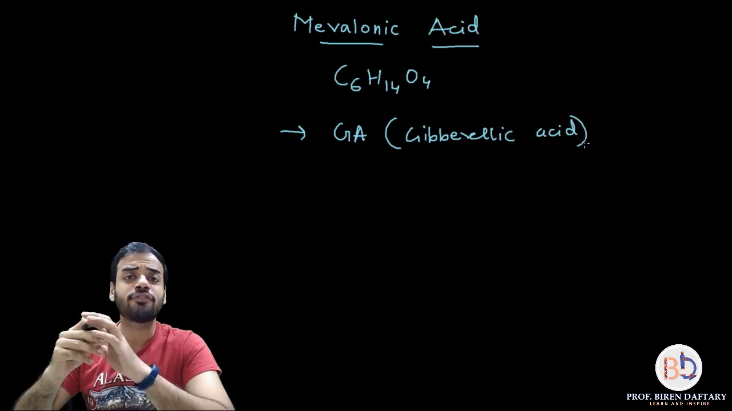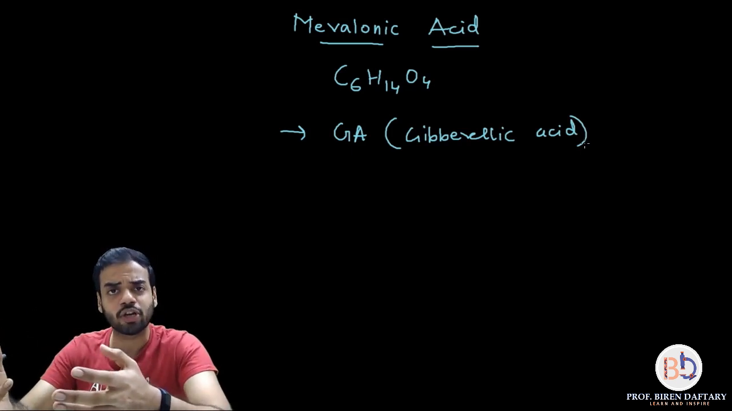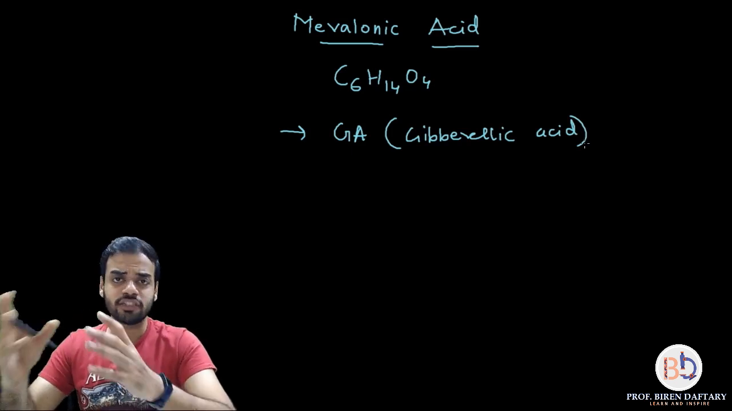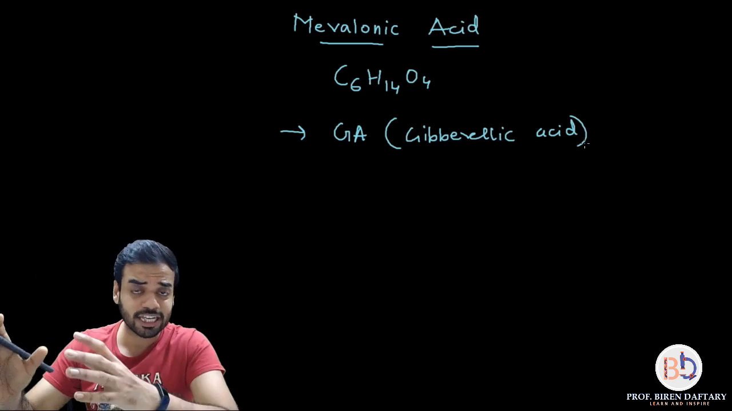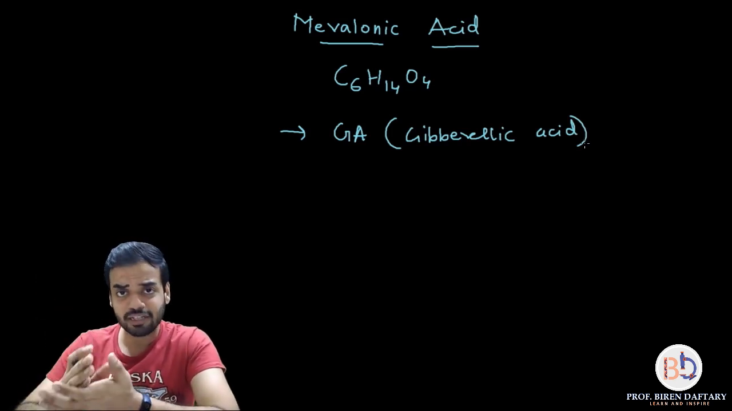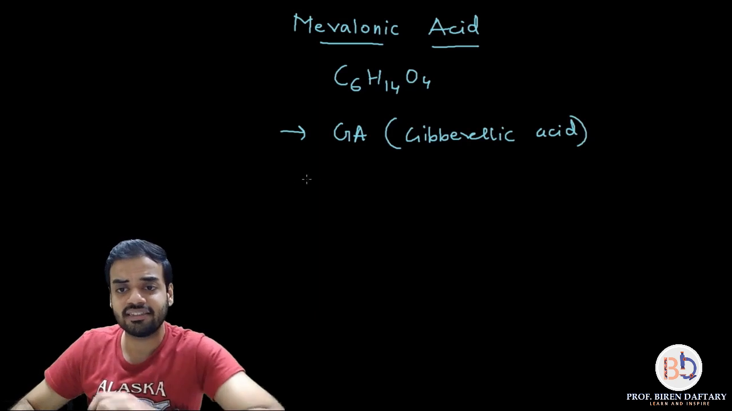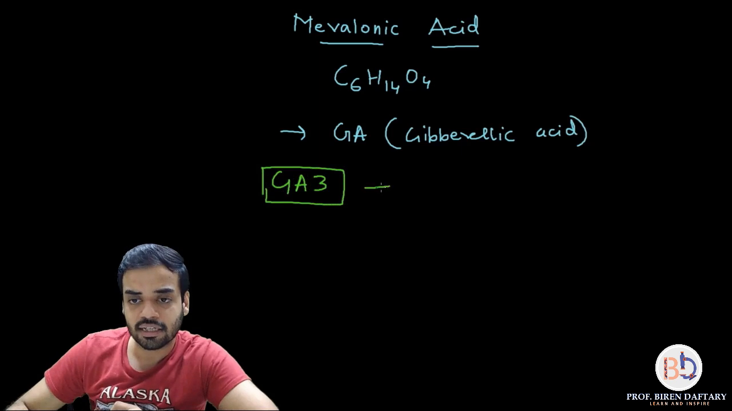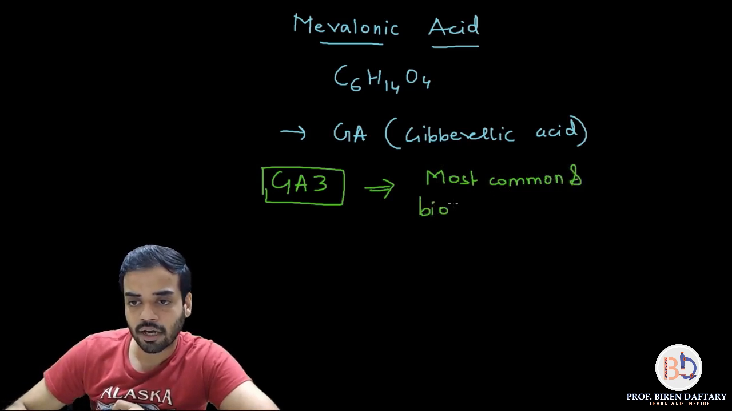More than 150 types of gibberellic acids are found. All of them are derivatives of mevalonic acid. However, from all those types, the most common type of gibberellin which is present is called GA3. So I'm going to write it down over here. GA3 is the most common and biologically important gibberellin.